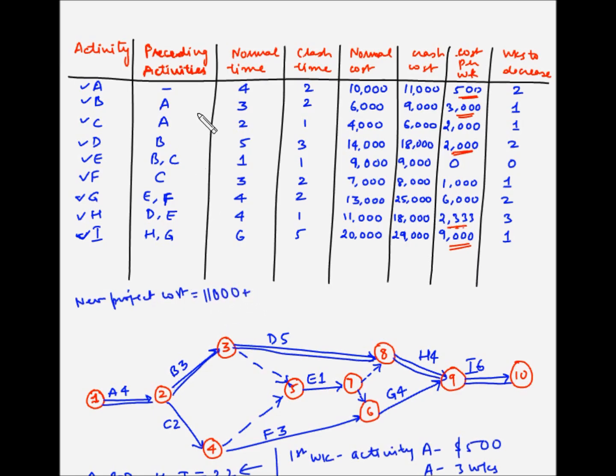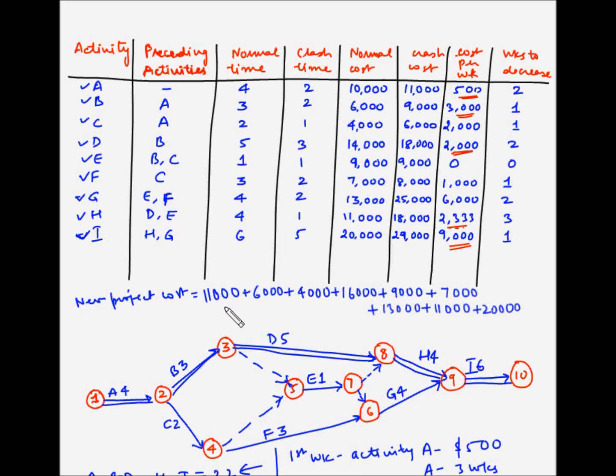11,000. Now for activity B, we didn't do any crashing for this activity, so we'll take the normal cost, which is $6,000. For C, again we didn't do anything, so it's 4,000. For D, we did crash by 1 week, which is an additional cost of $2,000. So 14,000 plus 2,000, which is 16,000. E, we didn't do anything, so 9,000. F, again we didn't do anything, so 7,000. G, we didn't do anything, so 13,000. H, 11,000. And I is again 20,000.